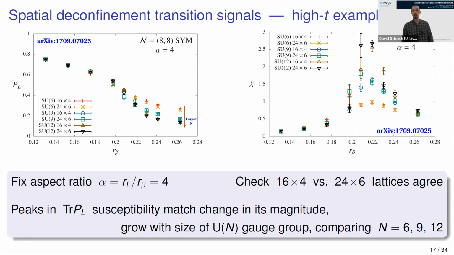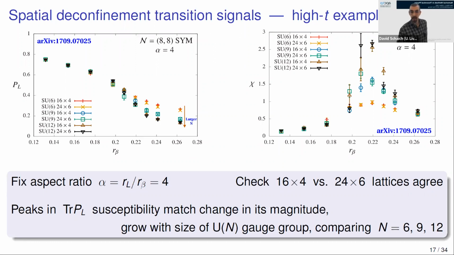The plot on the right is showing the corresponding susceptibilities of this trace that correspondingly increase. They scale with the size of the gauge group at precisely the same value of the temperature where we can see the transition in the order parameter itself.